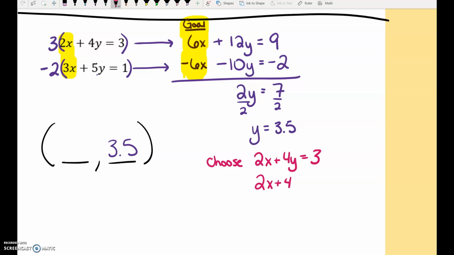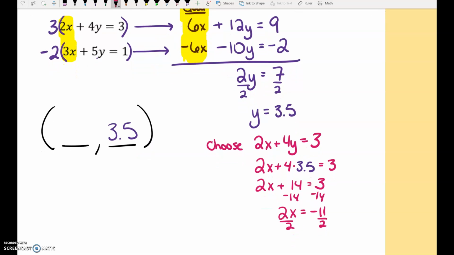2x plus 4 times my y value of 3.5 equals 3. 2x plus 14 equals 3. 2x equals negative 11. I really picked some great numbers, didn't I? So x equals negative 5.5.